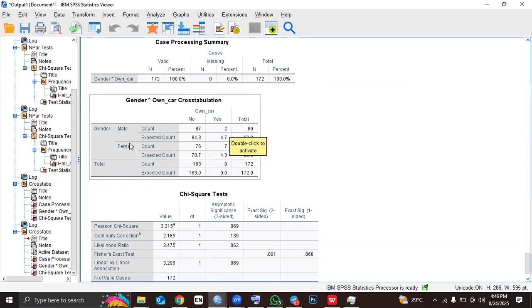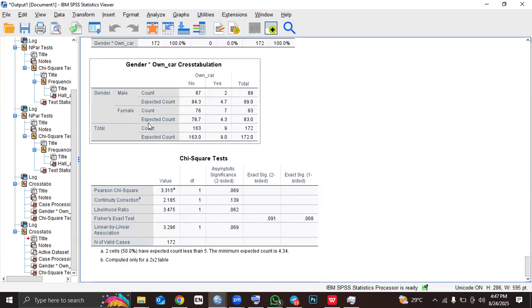When we come to the distribution for females, we observe 76 of the females not owning a car, but we were expecting 78.7. However, 7 of the females owned a car, and 4.3 was the number that we were expecting to own a car. And this is the total number of students in the population for each of the categories, and then our total count and expected count.